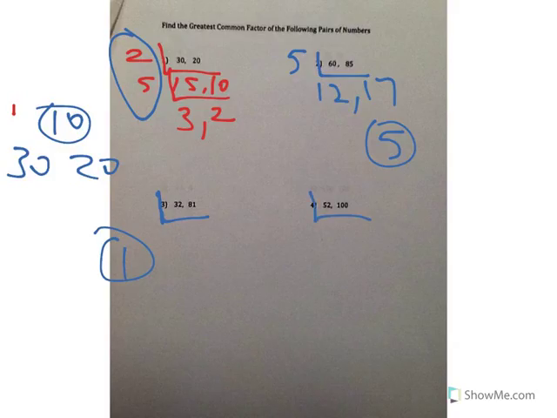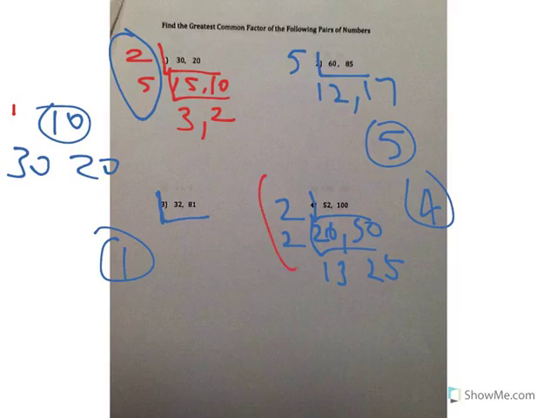So 52 and 100, well, it's going to be 2 and 2 both, because both are even, so it's going to be 26 and 50. Then 26 and 50 are both divisible by 2 again because they're even, 13 and 25. And so the greatest common factor is going to be 4 for these. Because again, once again, we multiply these two numbers together.